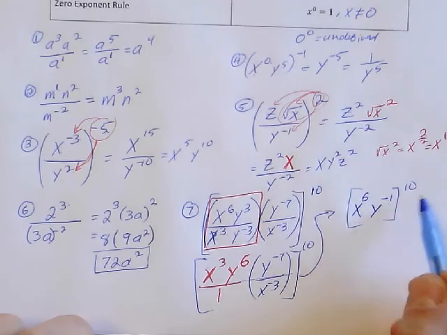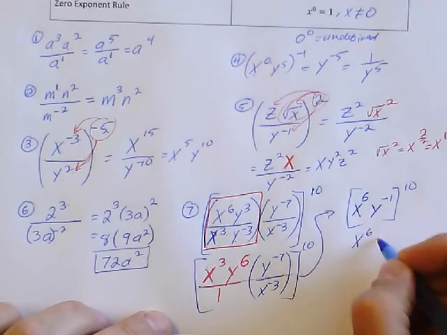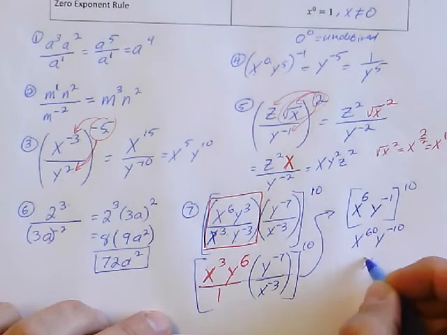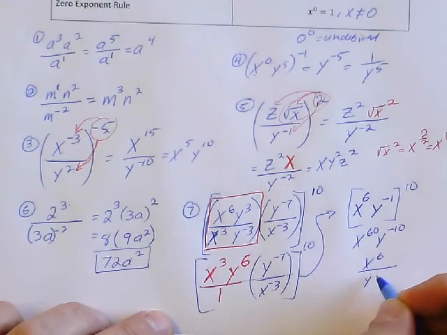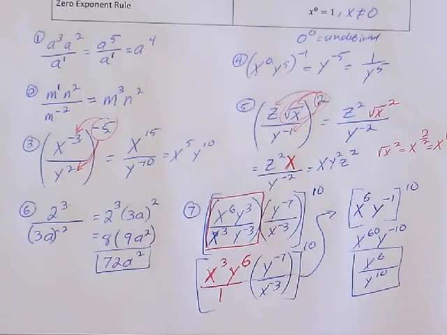So now we're at this part over here, and we have x to the 6th, y to the negative 1, all still to the 10th power. Distribute: x to the 60th, y to the negative 10th, which would then become x to the 60th over y to the positive 10th. And there's our answer. So there's a lot of little steps in there.